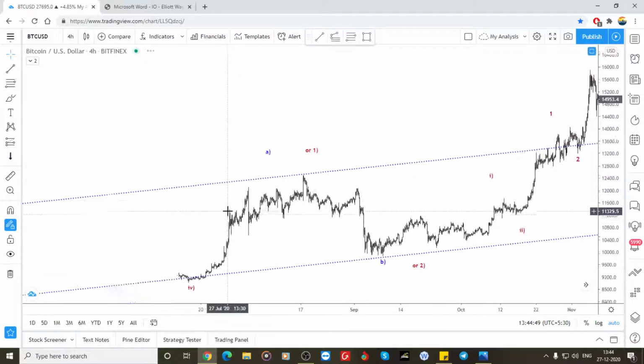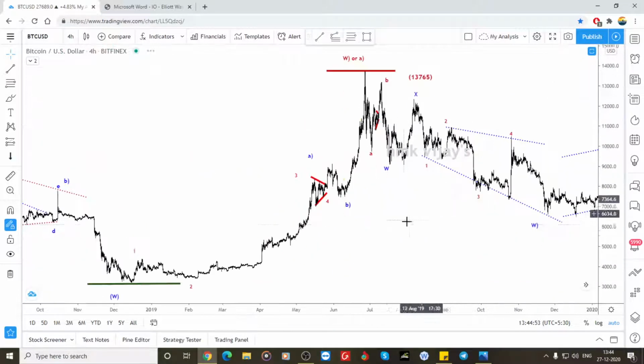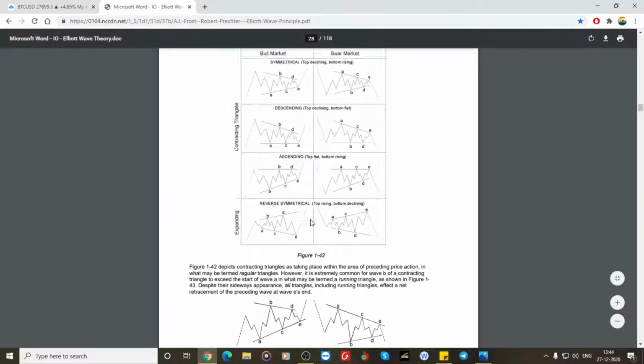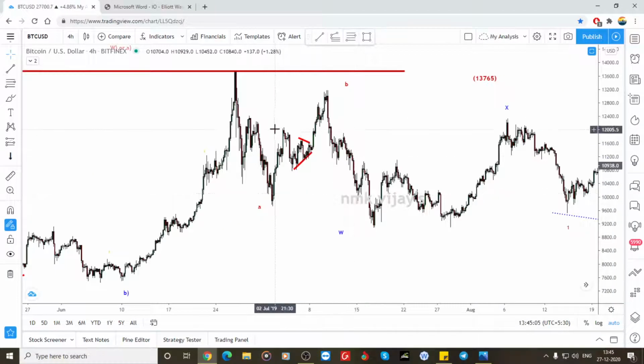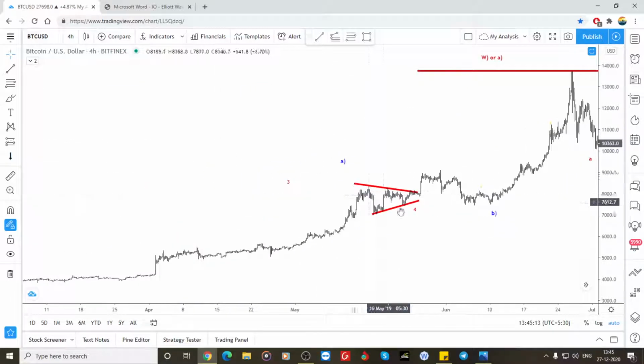So we had seen a lot of running triangles. So this is the one where we get a symmetrical triangle. That means in this kind of triangle, the top is declining and the bottom is rising. So here the same thing, top is declining, bottom is rising, and it is a continuation pattern for the upper side. And here also the same thing. So here everything happens only in the fourth wave.